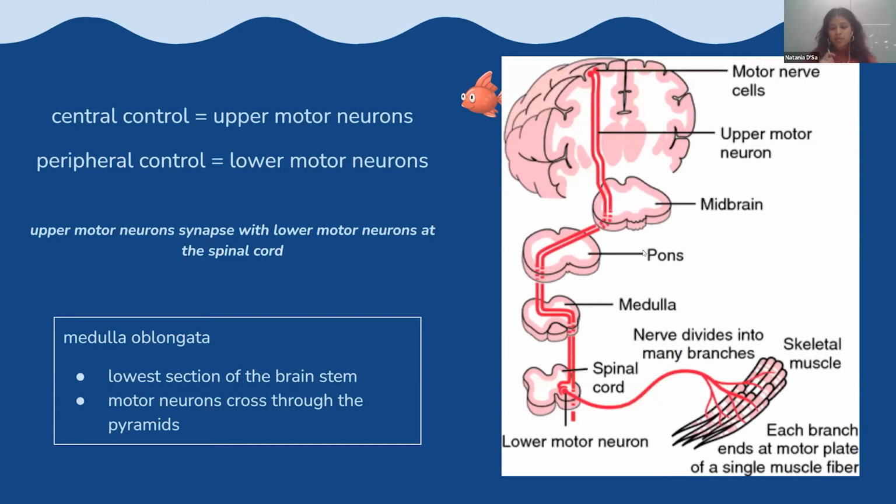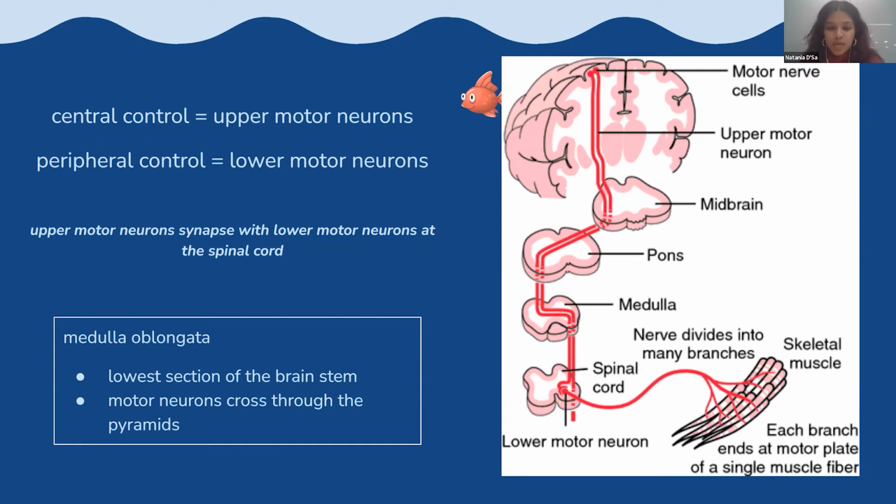Okie doke, so we're going to move into upper and lower motor neurons. Just to know that when we're talking about central control within the body, we're talking about upper motor neurons. When we're talking about peripheral control, that's more lower motor neurons. And something to remember is that upper motor neurons will synapse with the lower ones at the spinal cord itself.